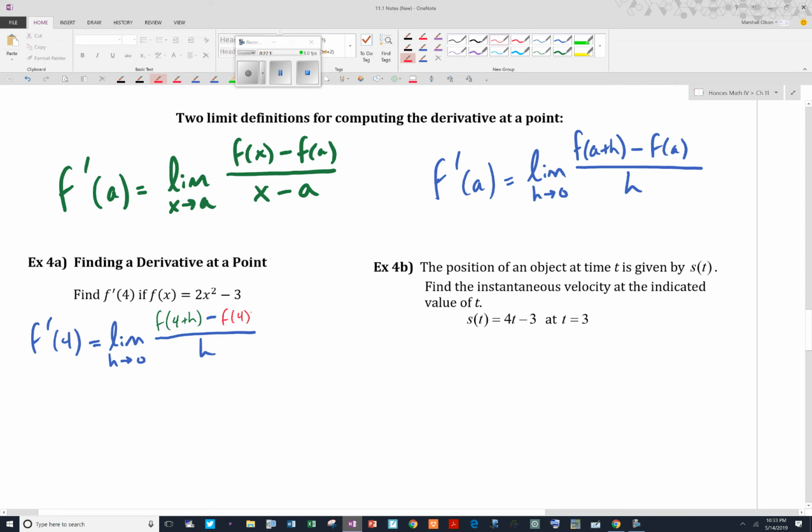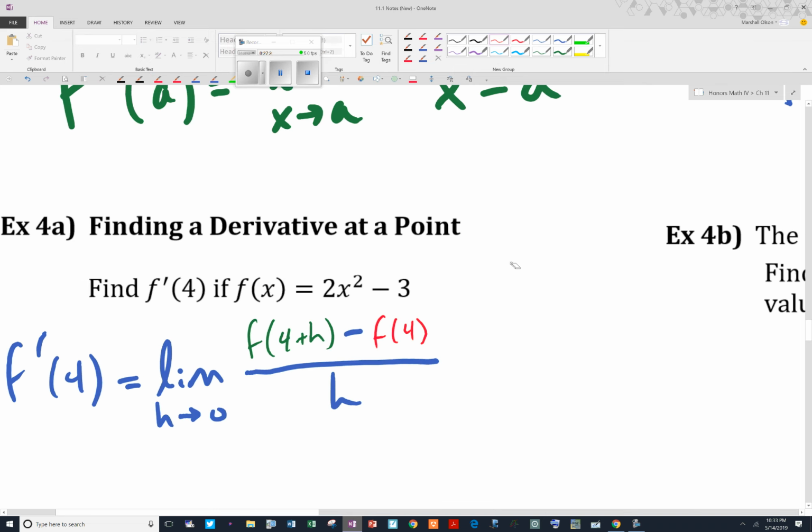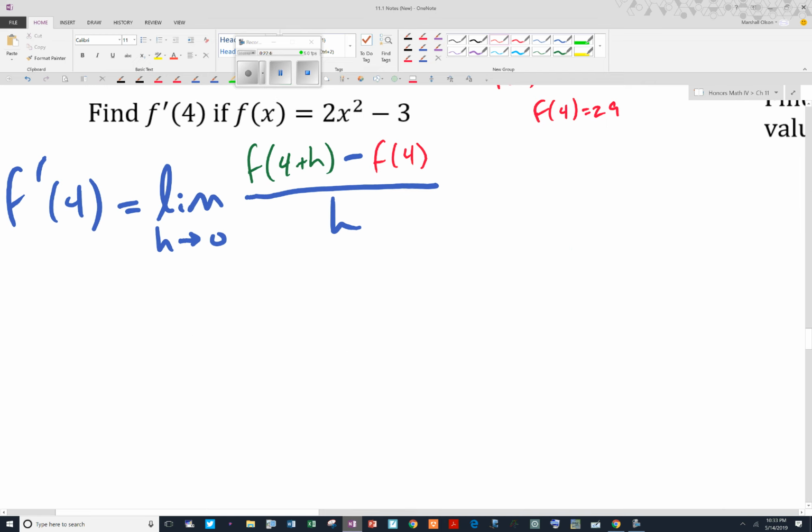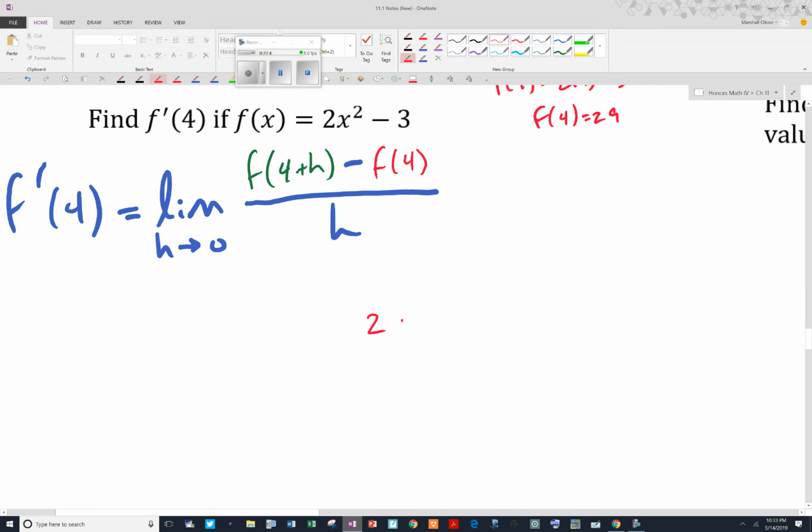Now let's think about what this means. This means put 4 into the function. If you put 4 into the function, f of 4, I'll write here in the margin since this is our first one with this formula, f of 4 equals 2 times 4 squared minus 3. Well, 16 times 2 is 32, minus 3. f of 4 is 29. So in my next step, I'm going to have minus 29 after that subtraction sign.